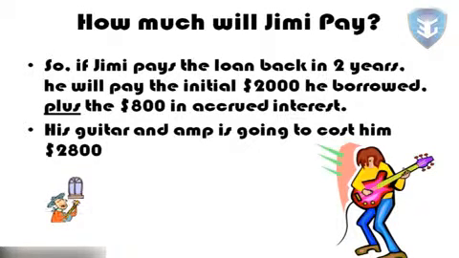How much will Jimmy pay? If Jimmy pays the loan back in 2 years, he will pay the initial $2,000 he borrowed plus the $800 in accrued interest. His guitar and amp is going to cost him $2,800.